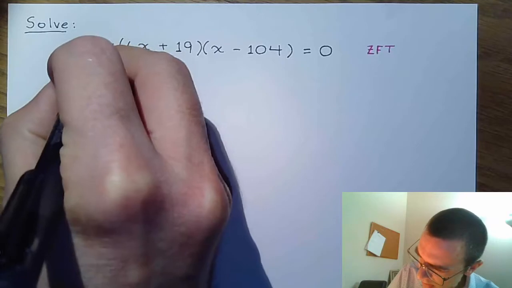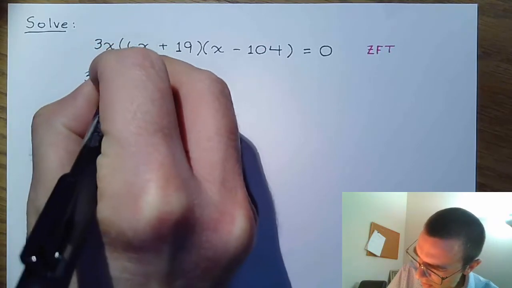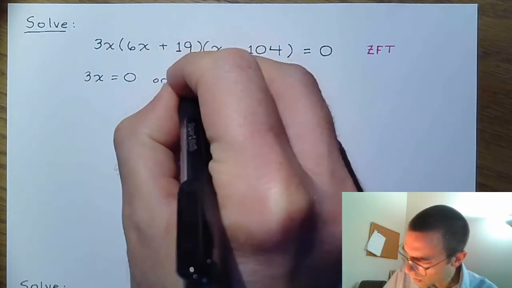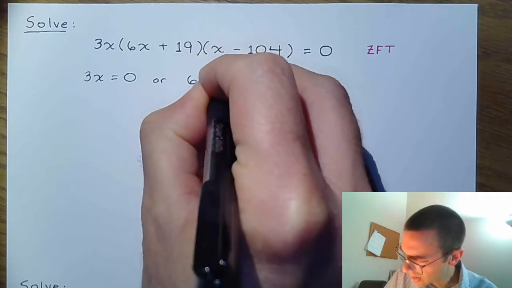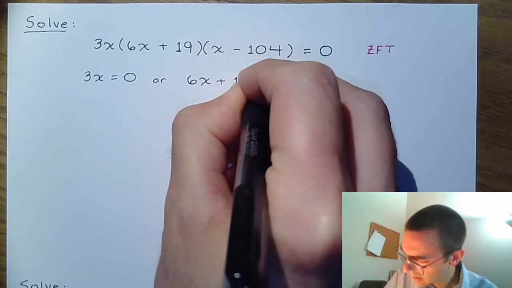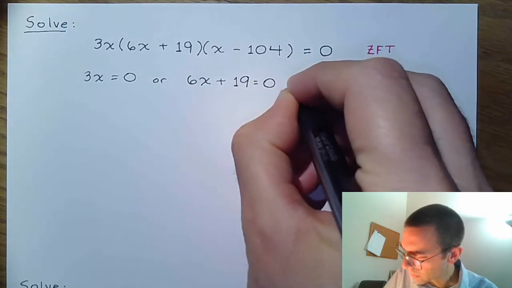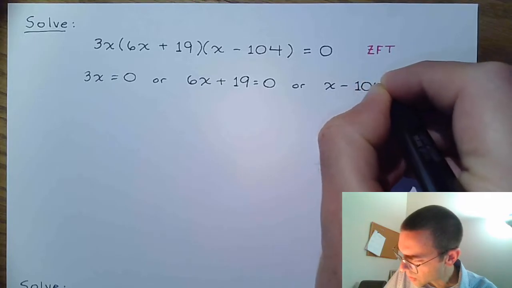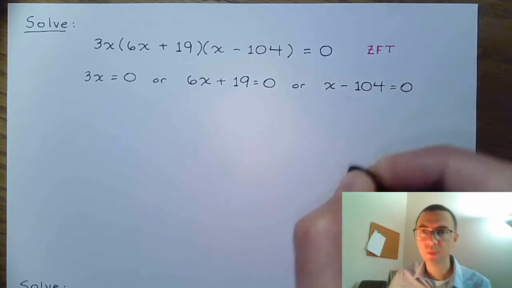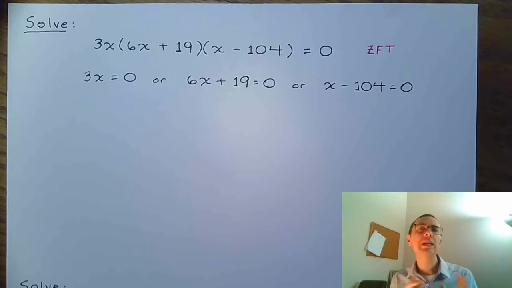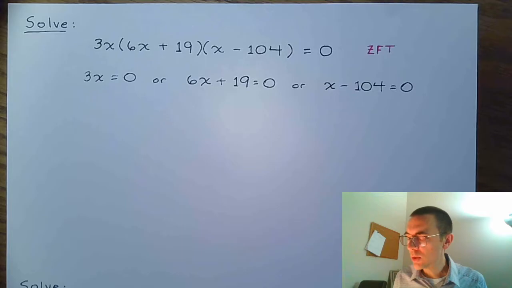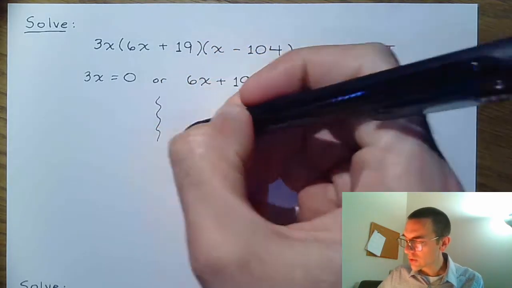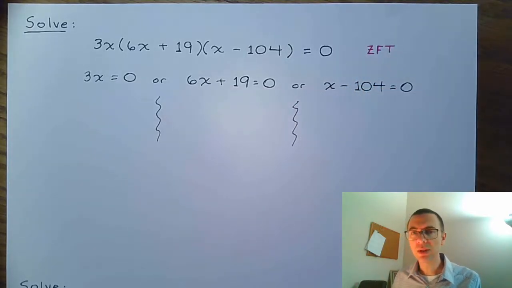So it means that 3x is equal to 0, or the next factor, 6x plus 19, equals 0, or x minus 104 is equal to 0, right? If you multiply to equal 0, somebody has to be 0. One of those factors has to be 0. And so what you do is that you take this ugly looking problem and you break it down into 3 small, simple little equations to solve.